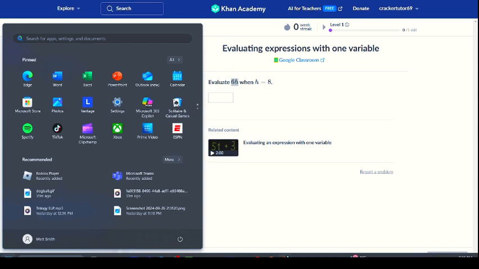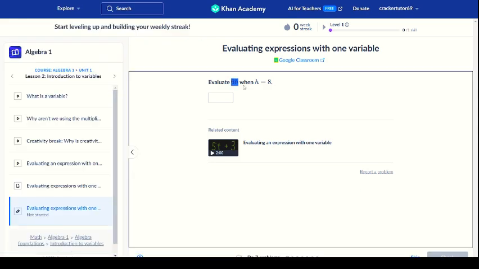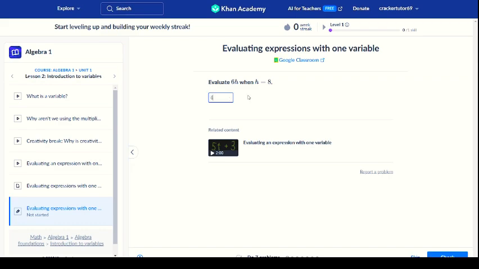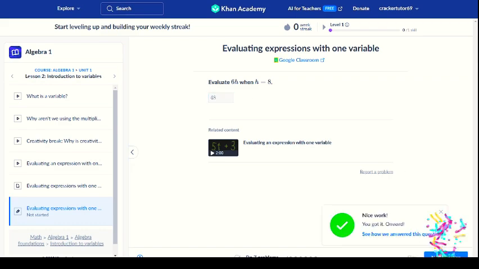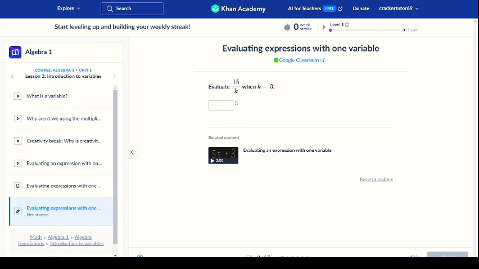And I don't know about you, but for me, it's pretty easy math, right? 48, bingo. Alright, so we have a new one. So 15 over k when k equals 3. Same idea, right? We substitute the k for 3, and 15 divided by 3 is 5.